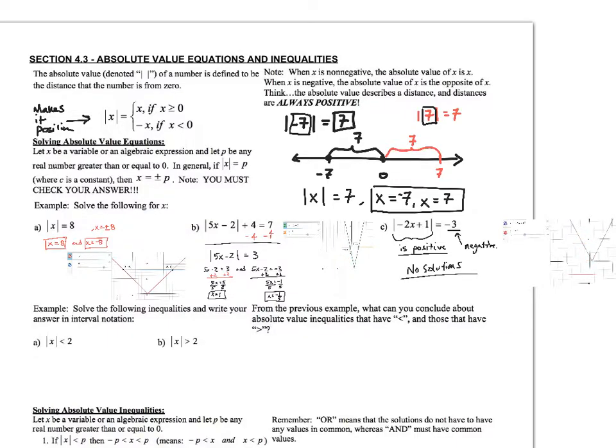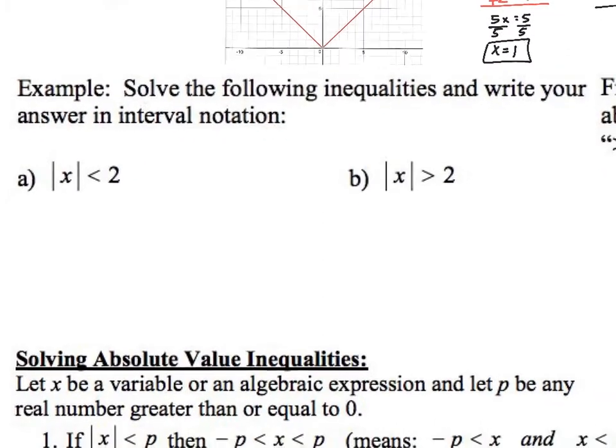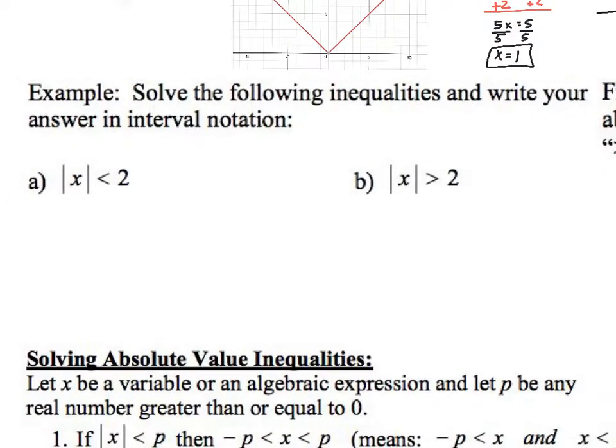So now, let's take a look at this. Let's take that same graphical approach and let's look at these values here. Okay, absolute value of x is less than 2, and then the absolute value of x is greater than 2. So I'm going to graph both of these, and we're going to take a look at this.